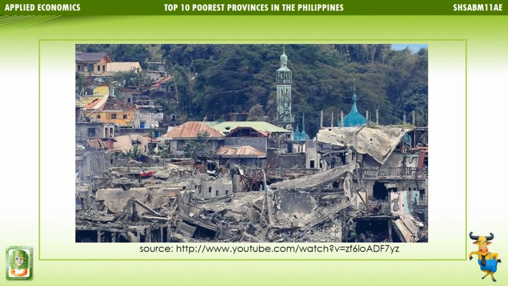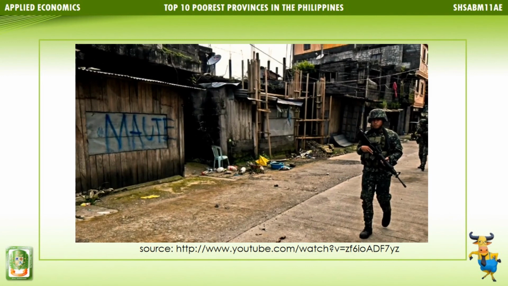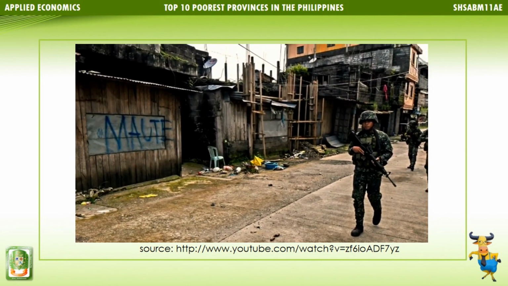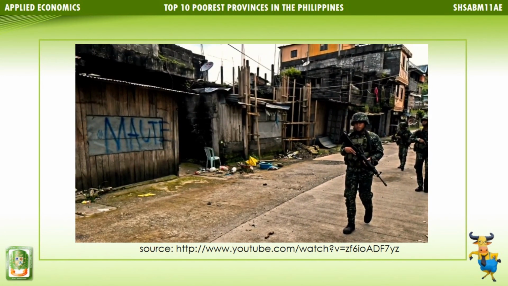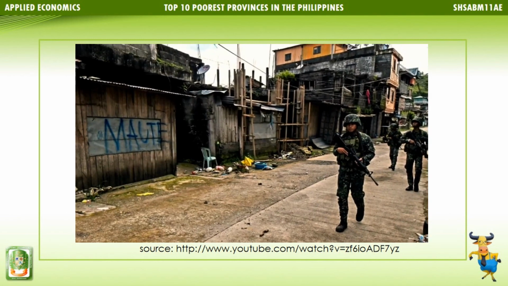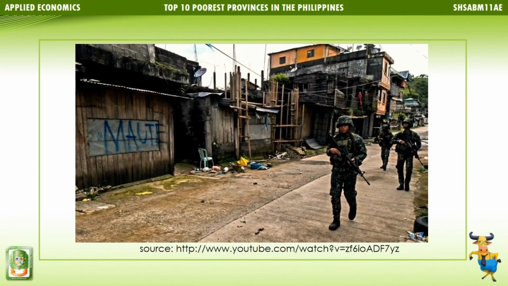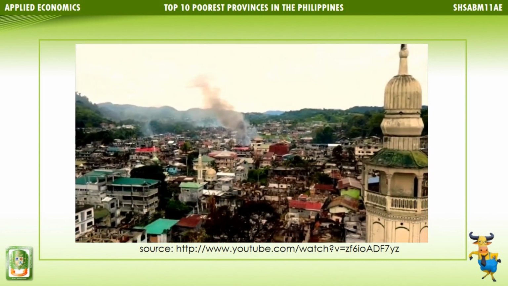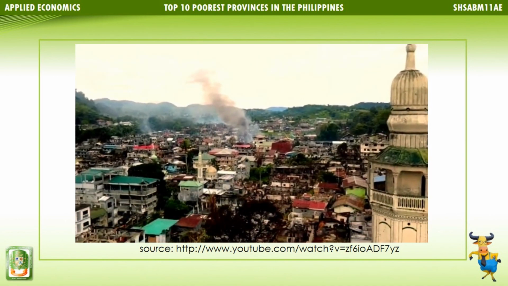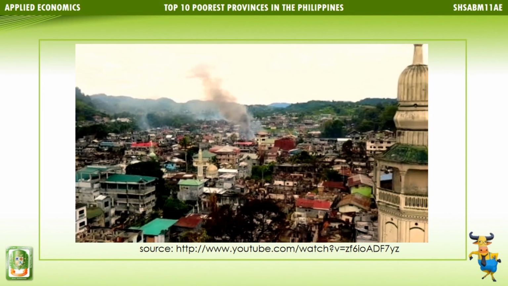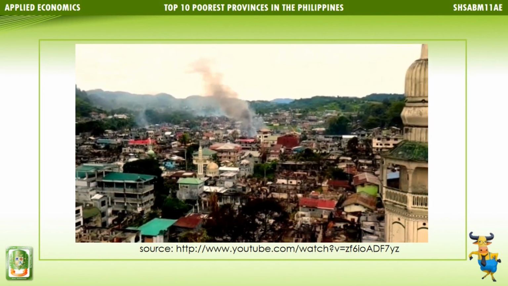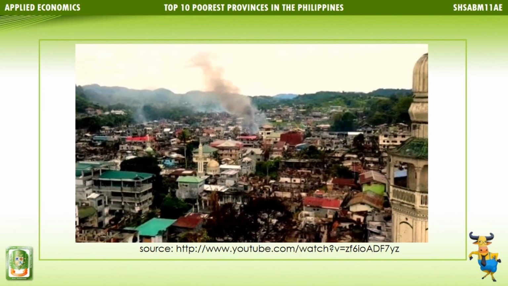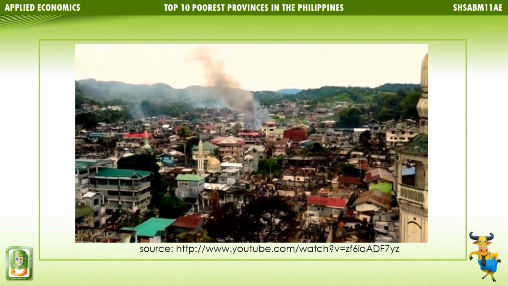Clashes between government forces and members of the Maute group forced thousands of families to flee Marawi City in Lanao del Sur. Poverty in Marawi City will most probably worsen, but poverty in the other poorest provinces in Mindanao will not be drastically affected. Investors and businessmen have moved away from the blanket notion that peace and order in the entire Mindanao is worrisome. It will remain to be number 1 among the provinces with the most number of poor families.